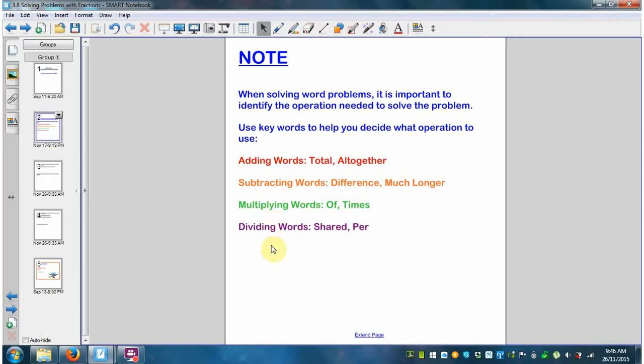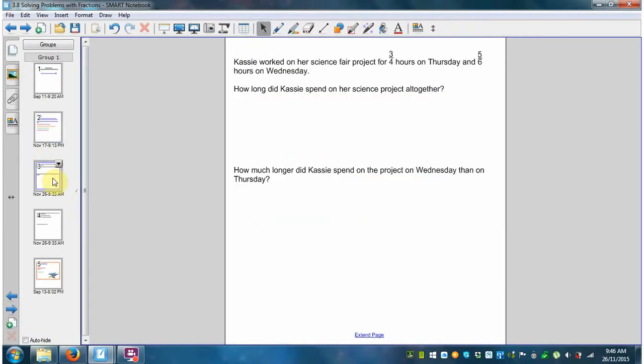signifies multiplying. And dividing words are things like shared. If I had a group of cookies and there was 5 people, how would I share them up? That's dividing. And per is another word that's used for dividing. That one you don't see as often. Okay, so with that being said, we're going to do an example here.